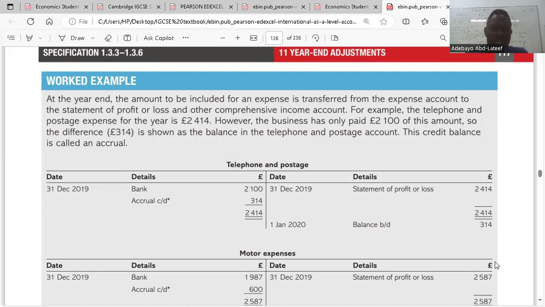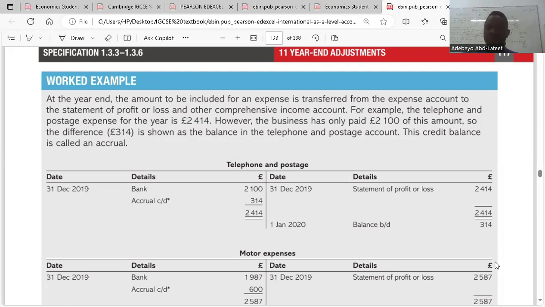So we are owing our supplier 2,414, and we have paid 2,100. So 2,100 is what we have paid. The difference is 2,414 minus 2,100, which is 314. So 314 becomes our balance brought down.